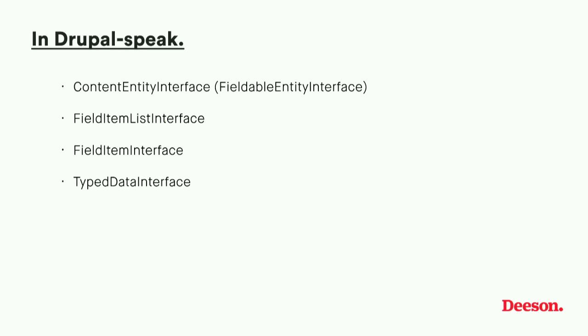So if you want to validate the entity, you're validating the content entity interface, actually the fieldable entity interface. That's where the validate method is on. But 99% of the time, you're using the content entity interface, which extends the fieldable entity interface. On the second level, you have the field item list interface, which is the full field. One entry of that field is the field item interface, and then all of the properties below that are just typed data interfaces.